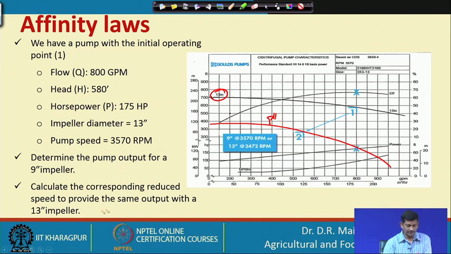The second question is to calculate the corresponding reduced speed. Similarly, when you reduce the diameter to 9-inch, you calculate the new speed, and you can get the reduced speed using the equations.